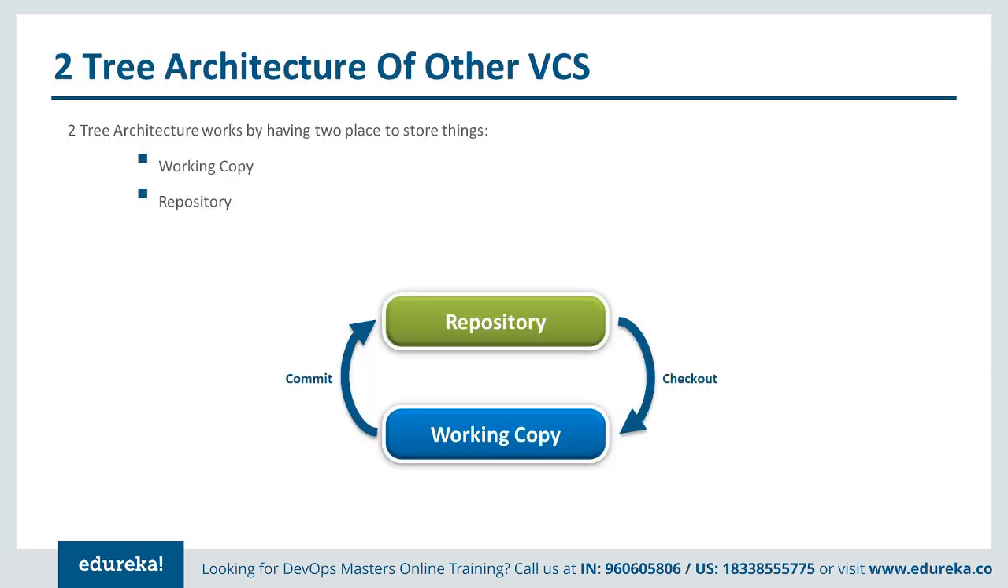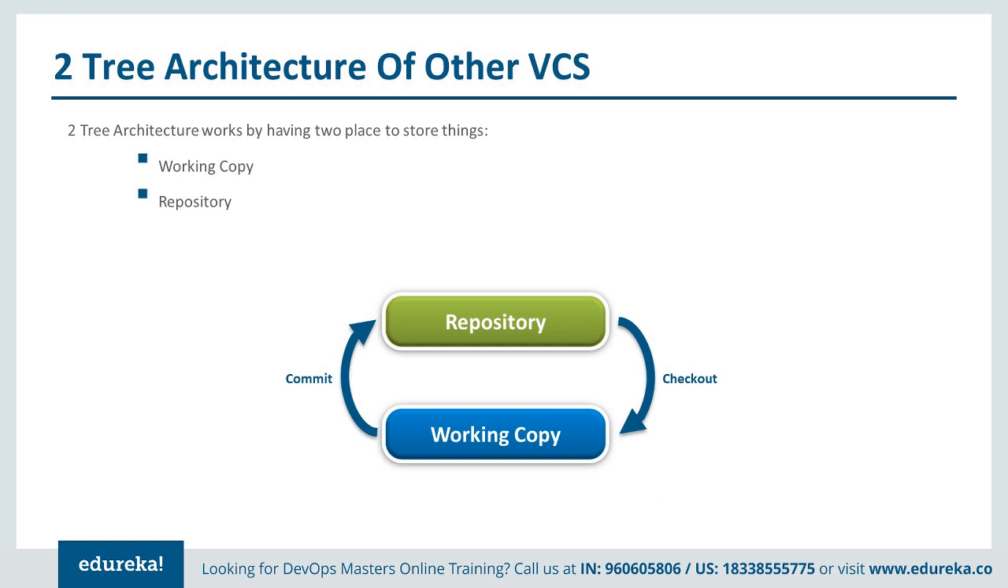Now let's discuss the tree architecture of Git and the other VCS. First we're going to look at the other VCS. In the two-tree architecture used in other version control systems, there are two places: one is the working copy, and the second one is the repository. The working copy is the place where you make your changes. Whenever you edit something, it is saved in the working copy and physically stored on disk. The repository is the place where all versions of the files, commits, logs, etc. are stored.